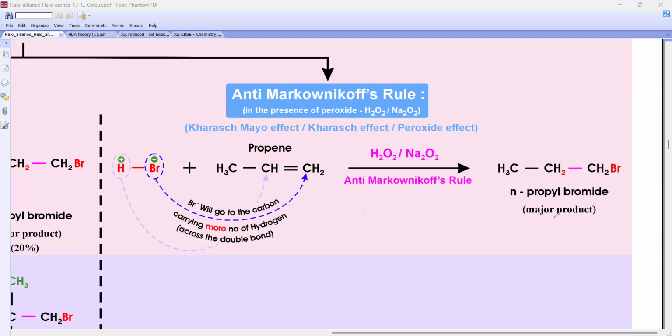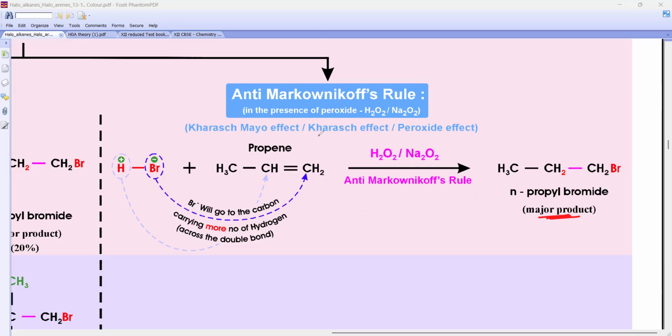So here it will always give you which one? Primary alkyl bromide. I cannot use the word halide, because it is not possible with chloride and iodide. So it will always be primary alkyl bromide. So the anti-Markovnikov rule will give you this.